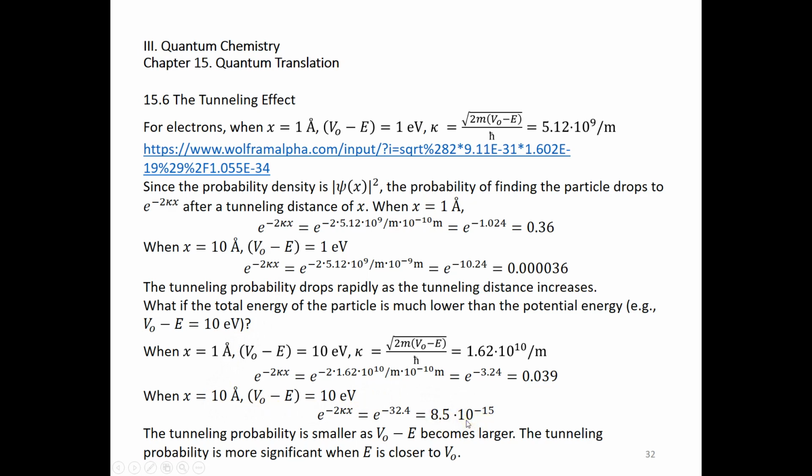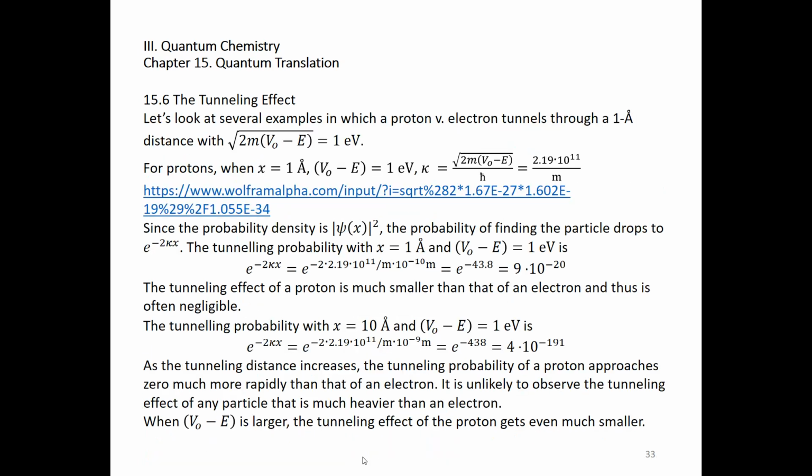When do we observe significant tunneling? Well, when E is fairly close to V0. E can be less than V0, but not that much smaller. And also, when the tunneling distance is fairly small, we observe a larger tunneling probability.